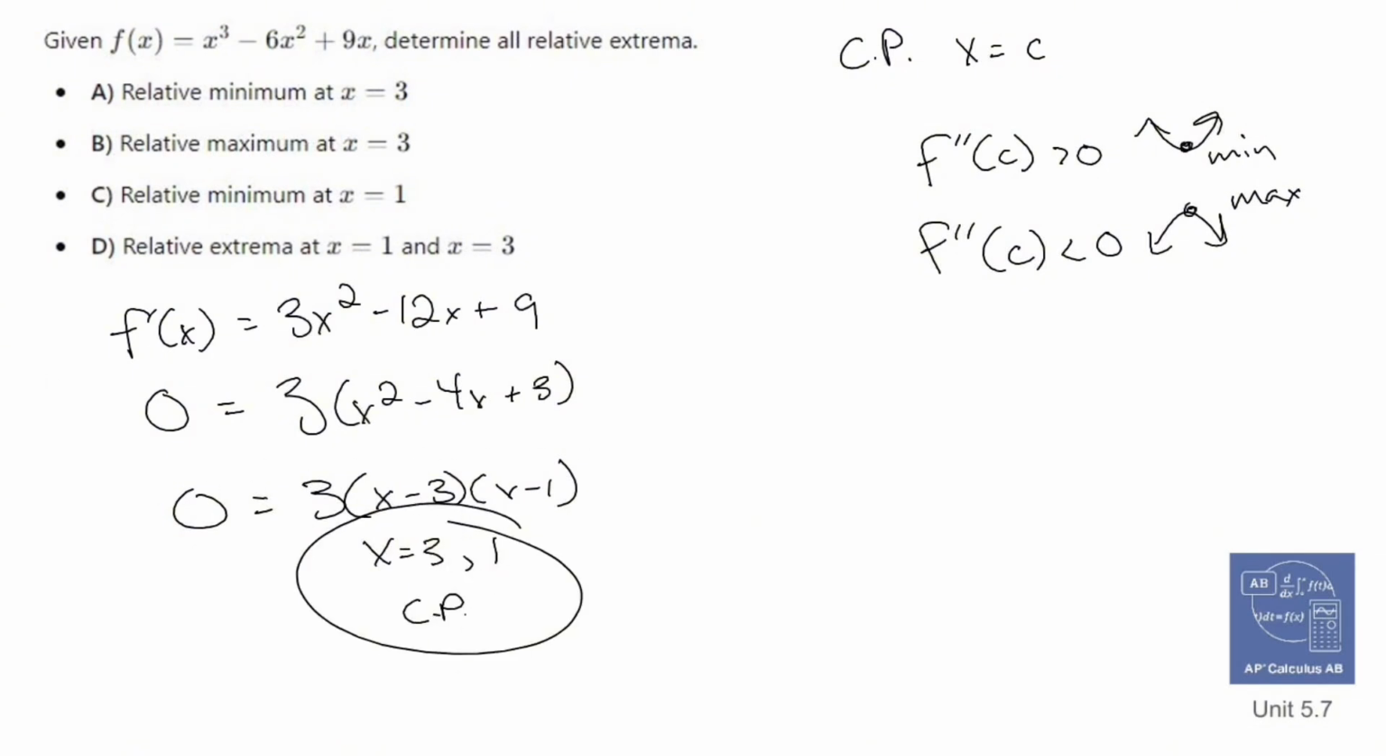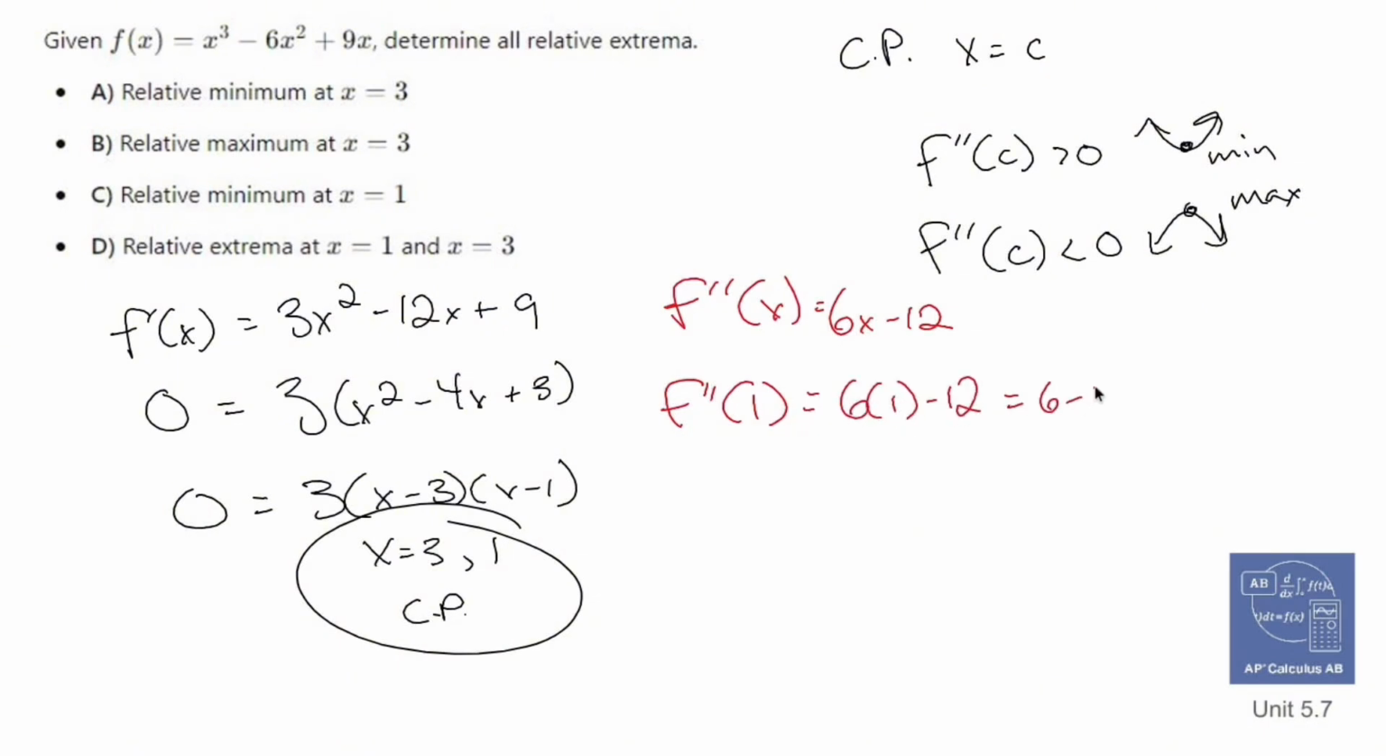I'm going to take those guys, and I'm going to plug them into the second derivative, which I haven't found yet. So if the first derivative is 3x squared minus 12x plus 9, the second derivative is going to be 6x minus 12. So f double prime of, let's go in order, of 1 is going to be 6 times 1 minus 12, which is 6 minus 12, which is negative. If it's negative, that means I have, at 1, a relative max.